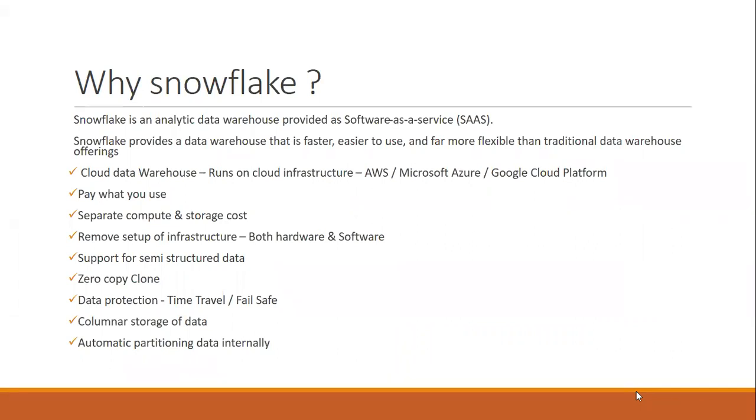The first point is that it's a cloud data warehouse. It runs on cloud infrastructure: AWS, Microsoft Azure, and Google Cloud Platform. These three cloud platforms we can choose from while opening a Snowflake account. If you want the service of AWS, you have to choose AWS. If you want Microsoft Azure, you have to choose that. Otherwise, Google Cloud Platform, right? Since it runs on cloud infrastructure, it inherits all the benefits of the cloud, that is scalability and all those things, right?